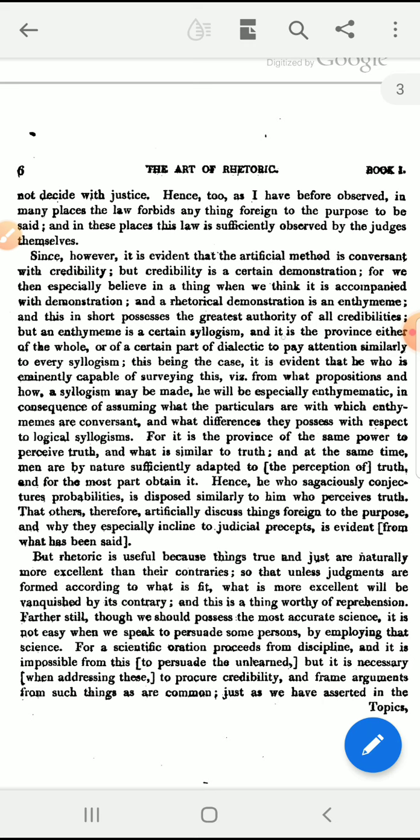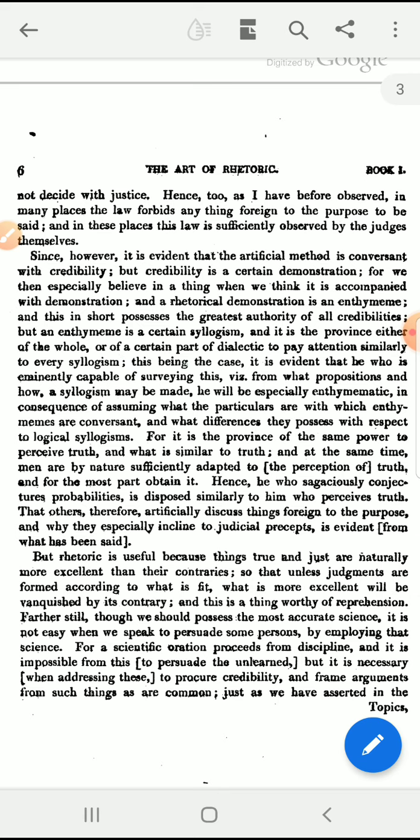"And it is the province either of the whole or of a certain part of dialectic to pay attention similarly to every syllogism." In other words, dialectic is the art and science of the syllogism itself and all kinds of syllogisms. If you want to learn of the different kinds of syllogisms, you do so through the study of the art of reasoning. And we study that in the Academy's classical reasoning courses. All the different kinds of reasoning are studied in the Organon, in the different books of the Organon. It is the part of dialectic to pay attention to every syllogism.